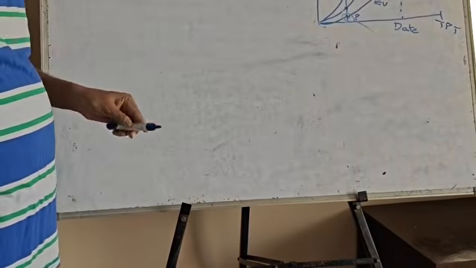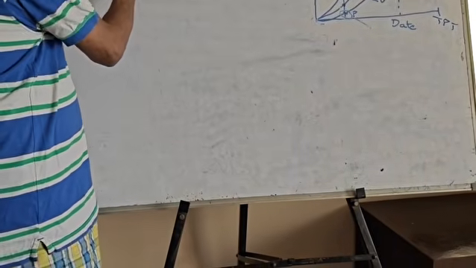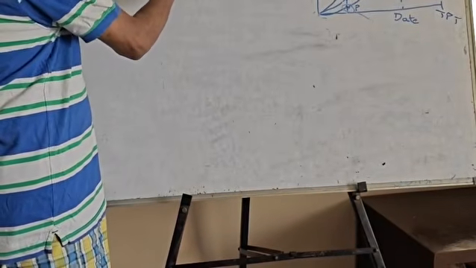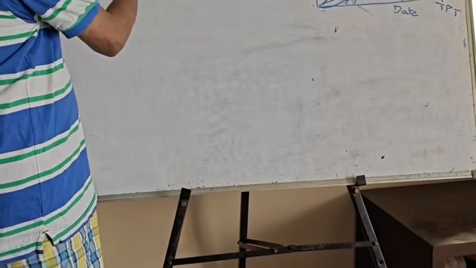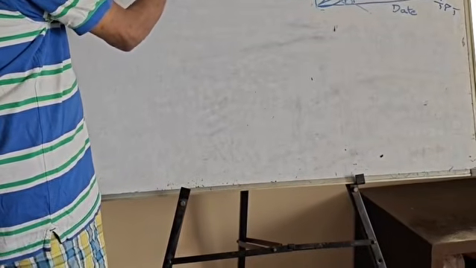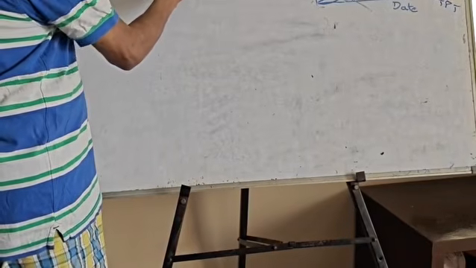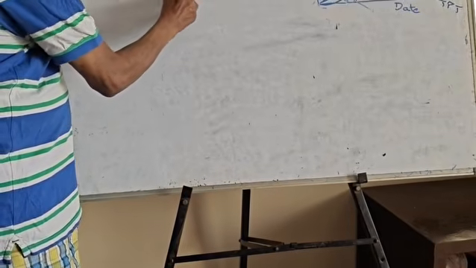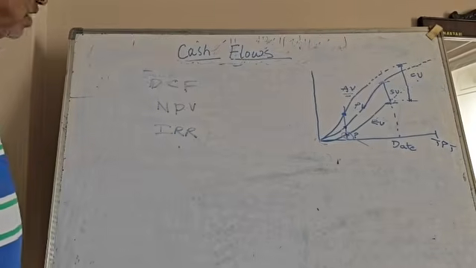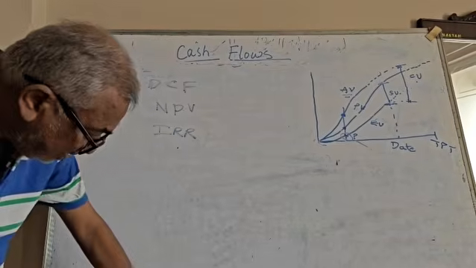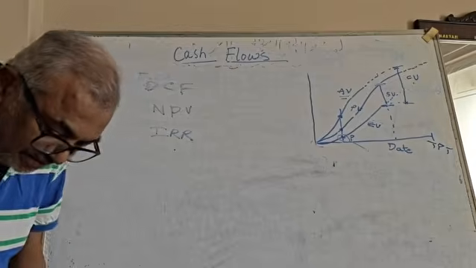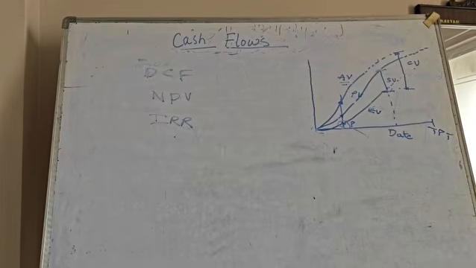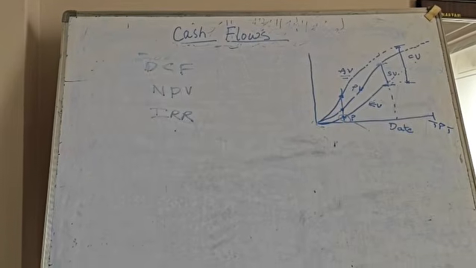First one is the discounted cash flow. Second one is NPV, net present value. Then third one is IRR, internal rate of return. So what do they mean? I will just try to give you the meaning of that. Initially, what is the discounted cash flow? And these three methods are used for completion of the projects.